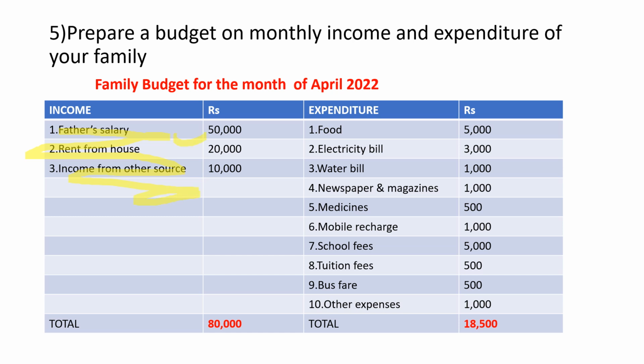Here are given father's salary, rent from house, income from other sources. Any numbers, it is not necessary to write these exact ones. Put whichever numbers you want. Then expenditure, how much we spend. Total income should always be higher. Show the income more, then out of that we are going to show the expenditure. So there can be expenditure for food, electricity bills, then we have water bills, newspaper, medicines, mobile recharge. So I have given certain items which are expenses.